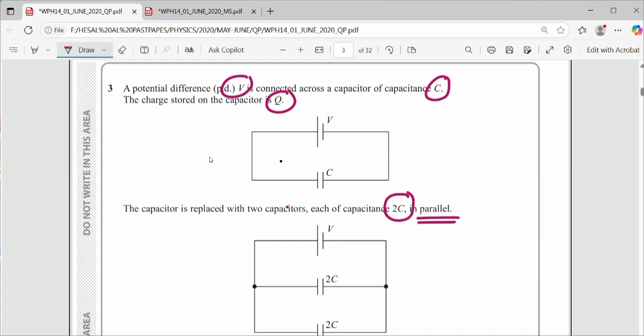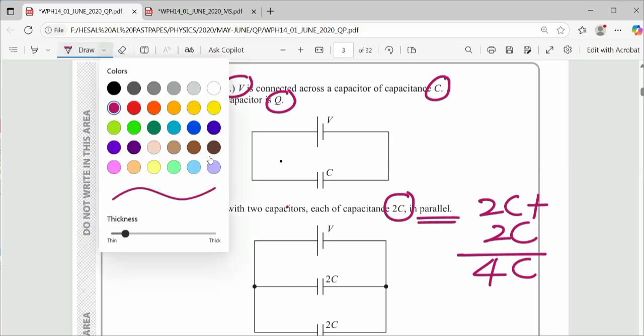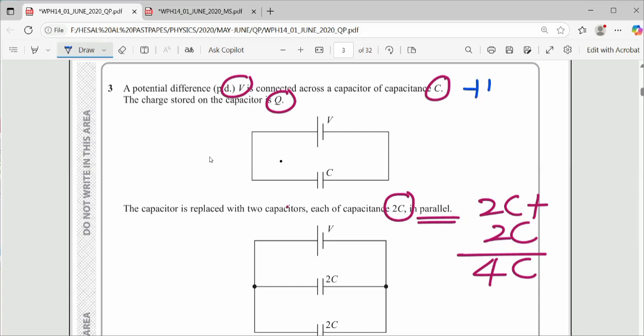In the parallel situation, as the equivalent, we add them to find the final answer. When I add these two, it gives 4C. But what about if they are connected in series?